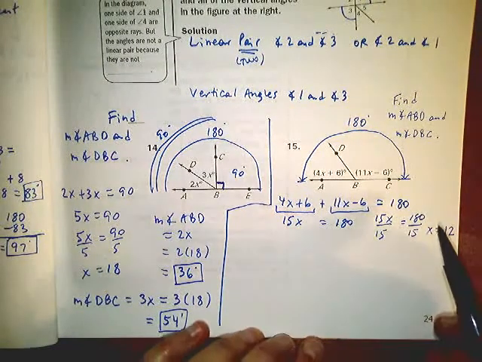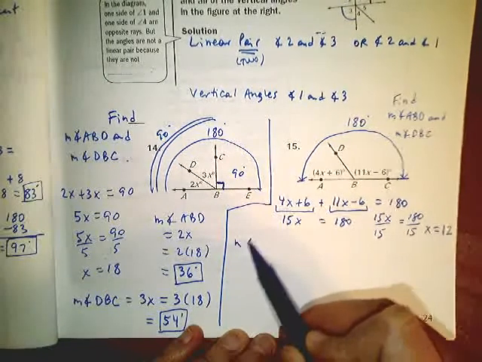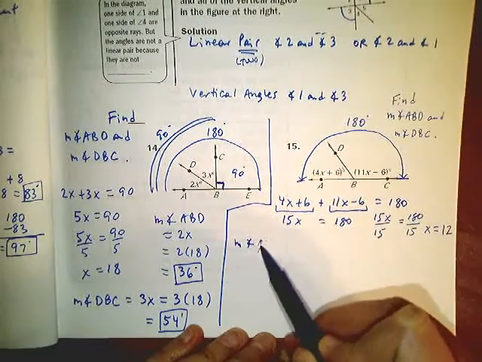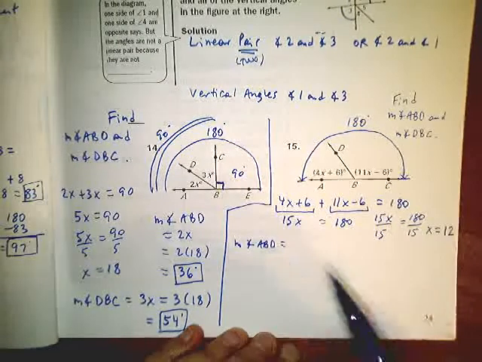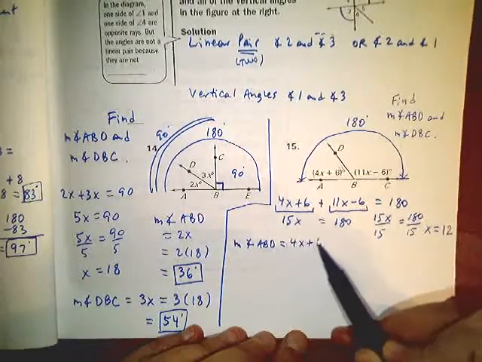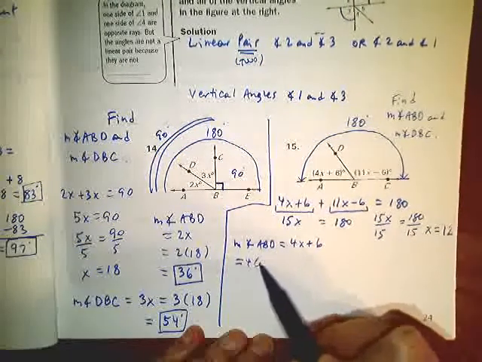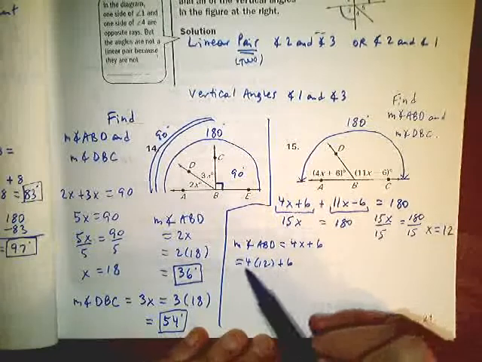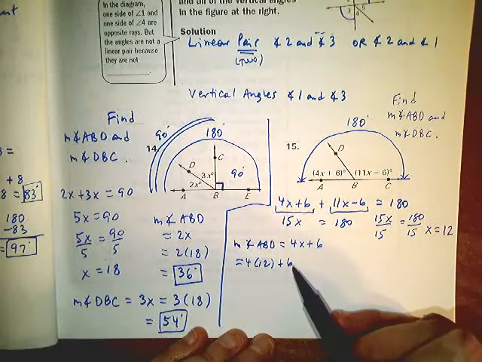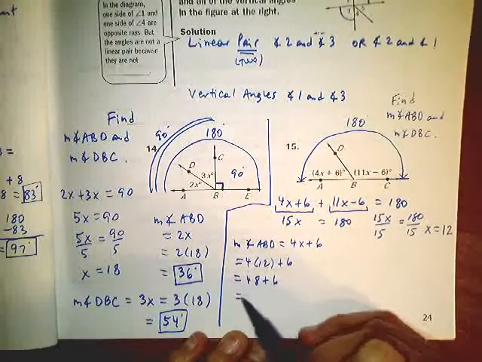Now, that's not our final answer. We want to find the measures of these two angles. I'm going to start with the measure of angle ABD. That can be found by using the expression that was given to us, 4x plus 6, and substituting in 12. So 4 times 12 is 48, and if I add 6 to that, I get 54.